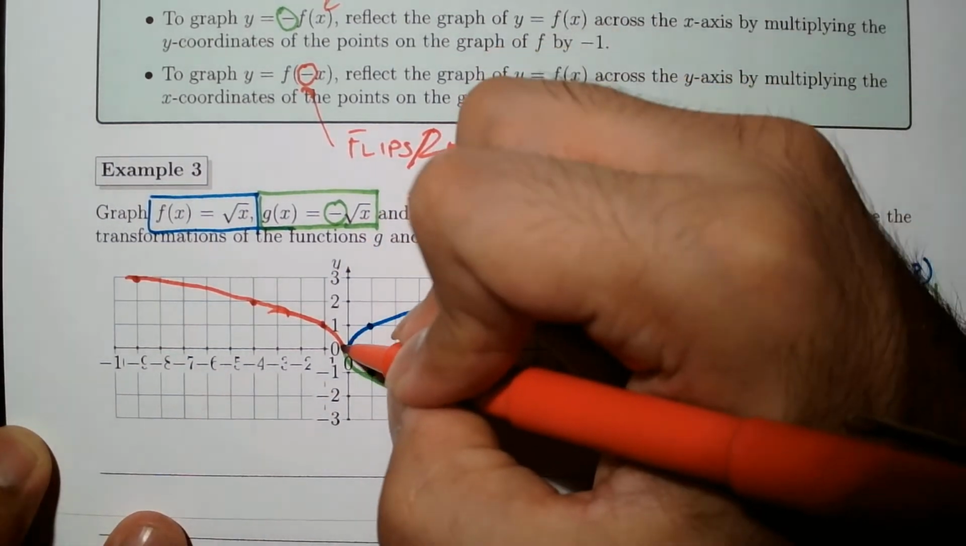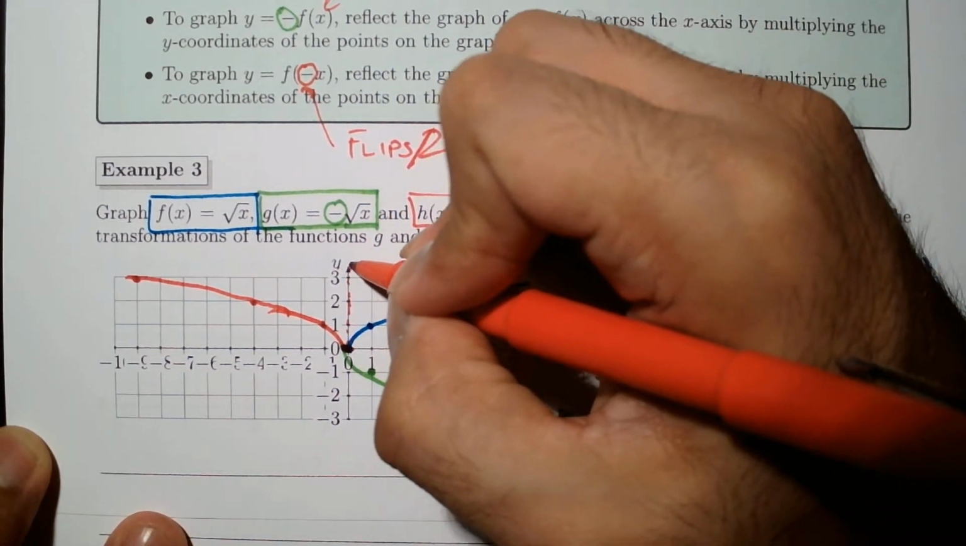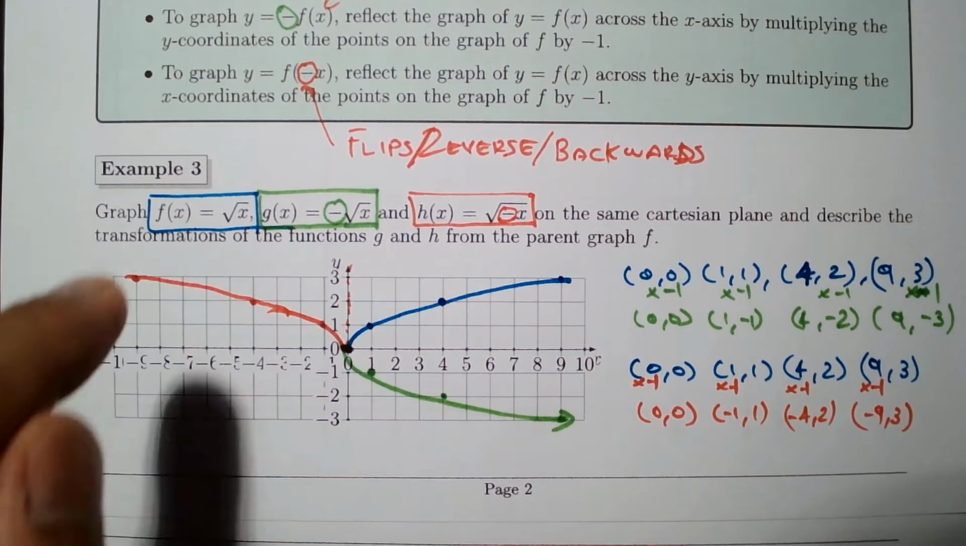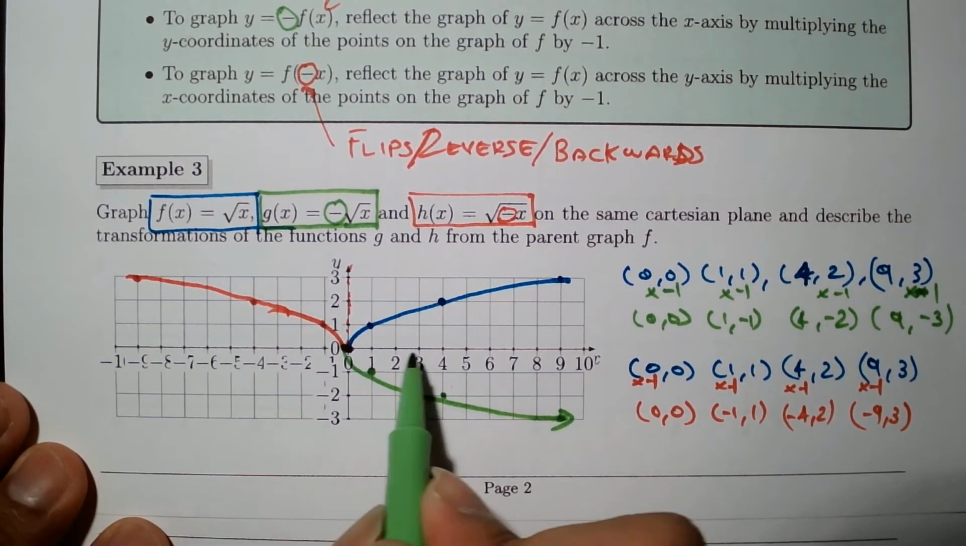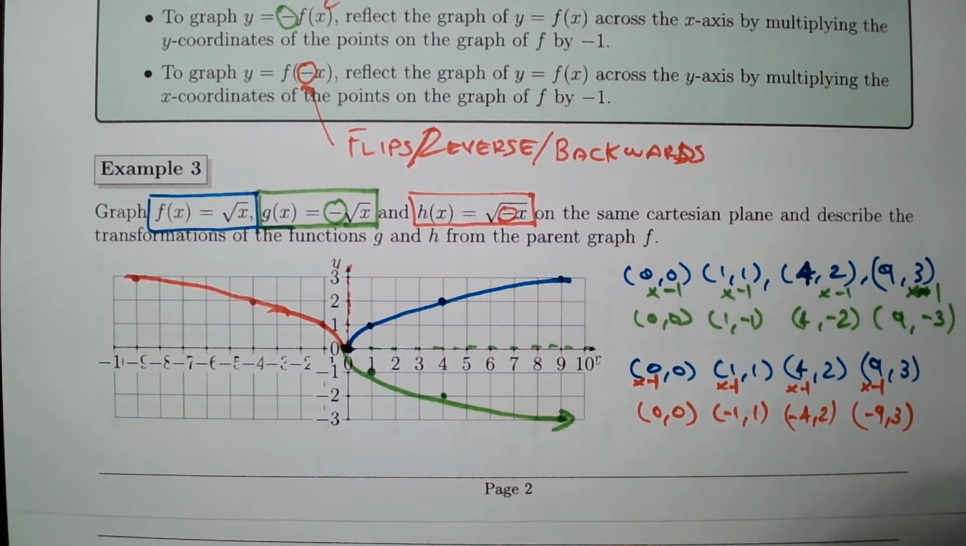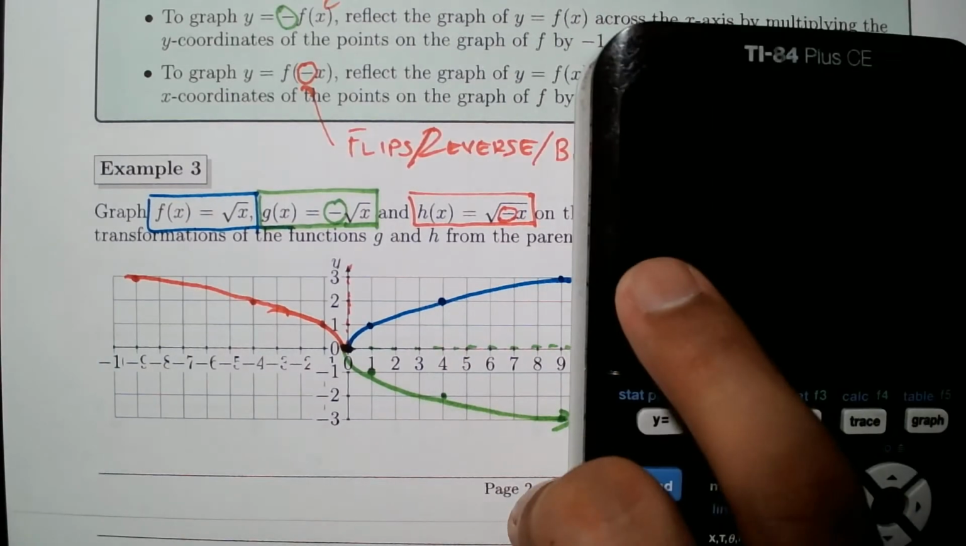It reflects the graph across the y-axis. So this is the y-axis. This is the mirror. We have the same graph on the other side, as opposed to the other case. The x-axis was the mirror. All right, let's do this in the graphing calculator to verify these results.